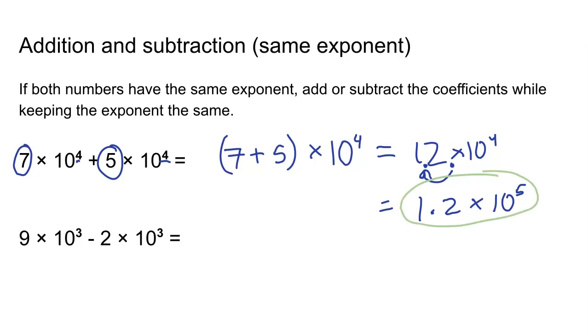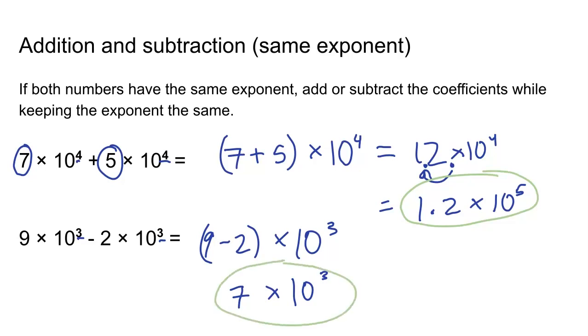Next you have 9 times 10 cubed minus 2 times 10 cubed. In this case, both numbers have the same exponent of 3. So now you need to subtract the coefficients, which gives you 9 minus 2 times 10 cubed. And 9 minus 2 is 7 times 10 cubed. And since 7 is greater than or equal to 1 and less than 10, you can leave the coefficient the way it is. So the final answer is 7 times 10 cubed.